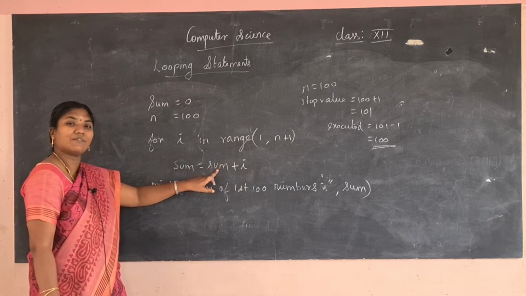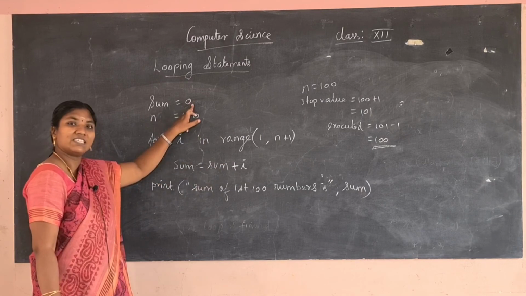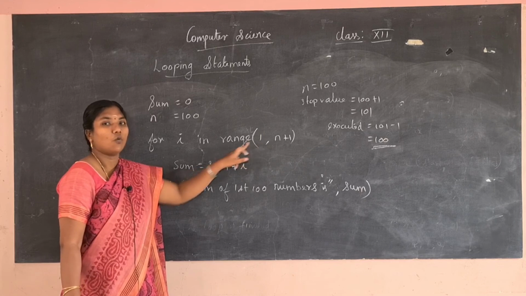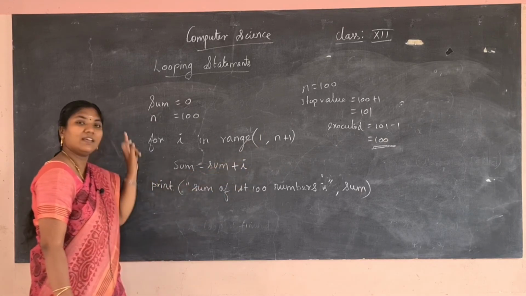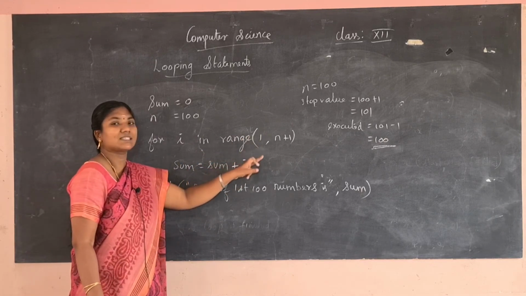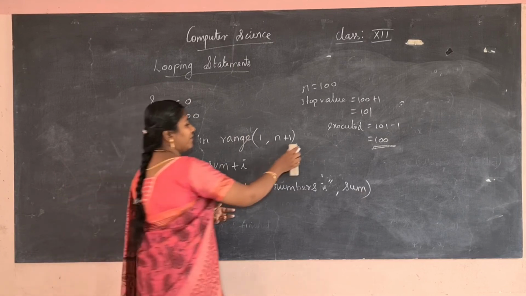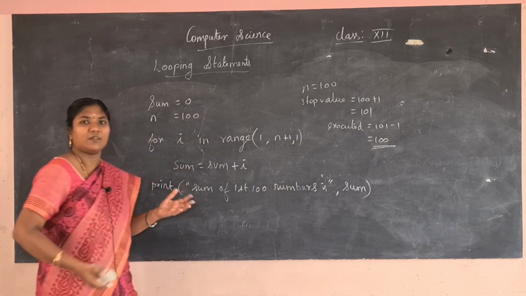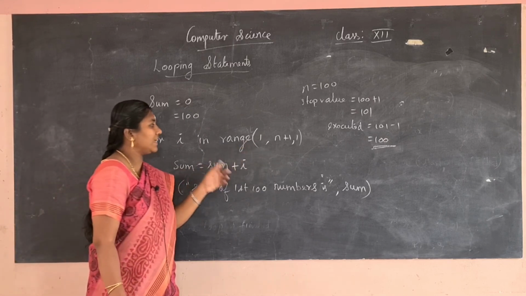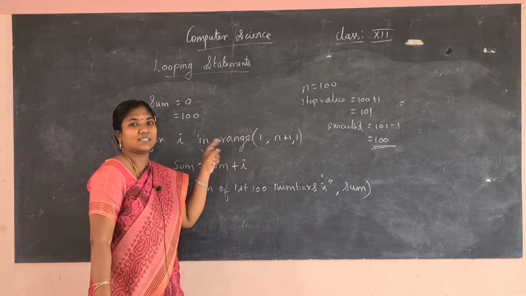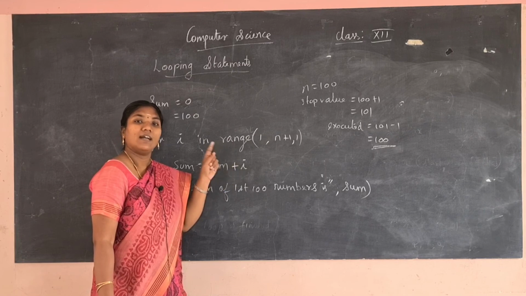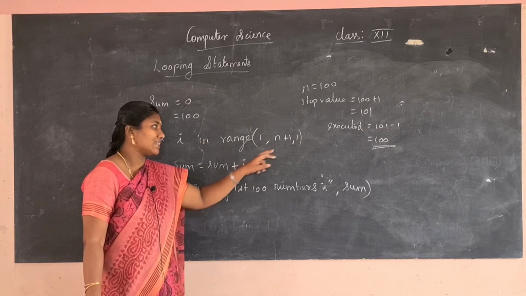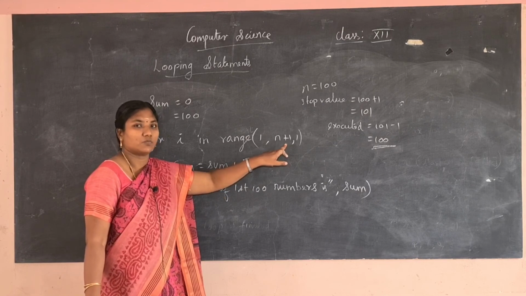So first, what is the value of sum? It is initialized as 0. So 0 plus 1 will give 1, and then i will be incremented. If you want, you can give the increment value as 1 here, otherwise you need not, because it is the default value. And then 1 plus 2 plus 3 will keep getting calculated up to 100. It will include 100 as I have given n plus 1.